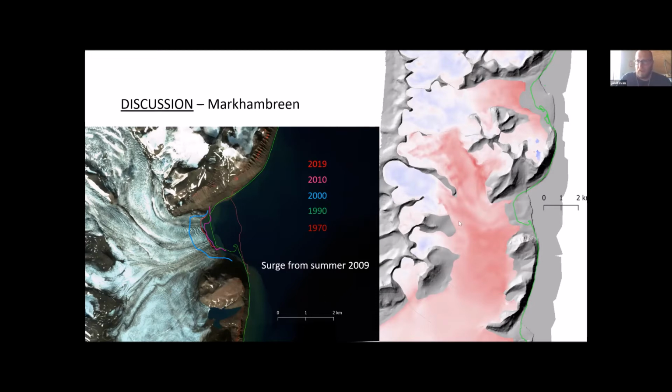So, and it's quite well visible also on the digital elevation model difference. So it was reported that this northern branch of the glacier was the surging part. So you can see quite clearly that it has lost an important amount of its mass in the whole, not just in the lower part, but also in the upper parts of the glacier were thinning.